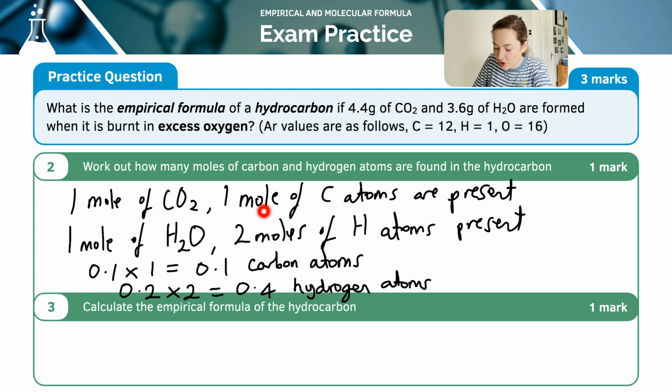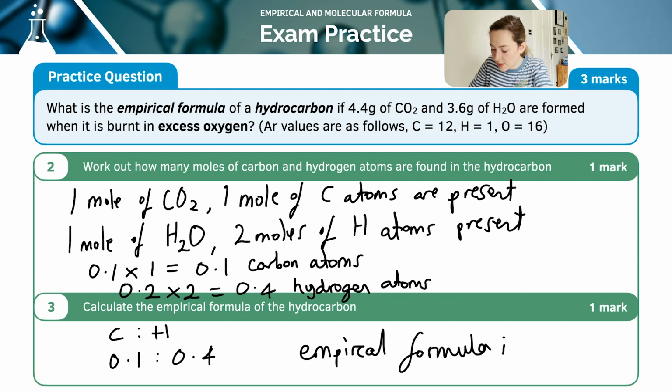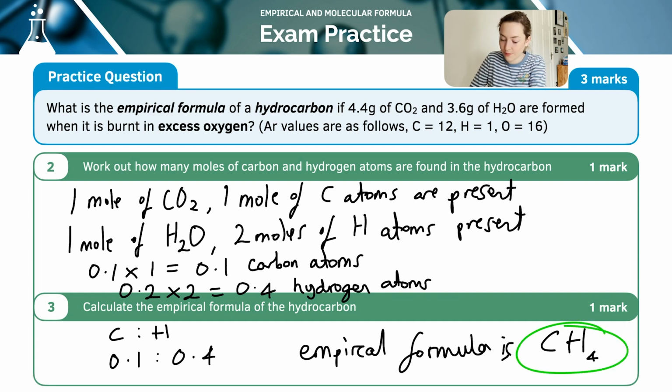Because I've got 2 moles of hydrogen atoms that I've worked out in the previous slide, and I've got 0.2 for every 1 mole of H2O, I've got 2 moles of hydrogen atoms, so they're going to be times by 2. Therefore, the ratio of carbon to hydrogen is 0.1 to 0.4. So the empirical formula, which is the question, is CH4. That is the empirical formula, not necessarily the molecular. I'm not giving enough information, but that is definitely the empirical formula. And that's my answer. That's what I was asked to work out.